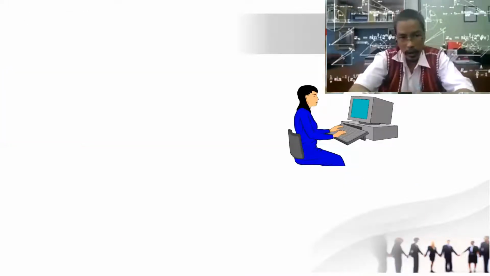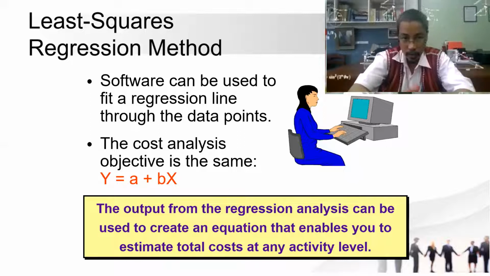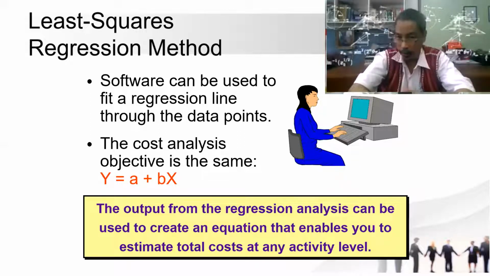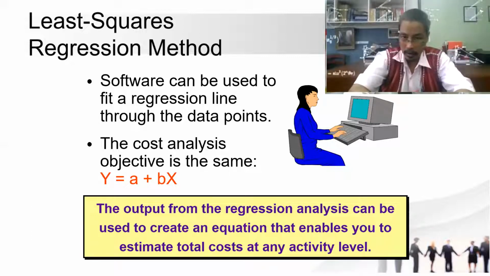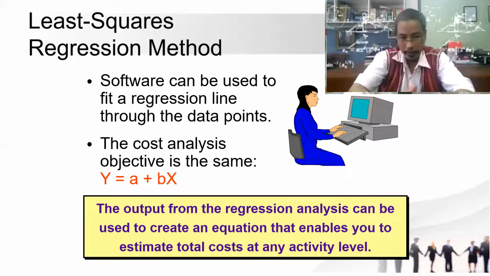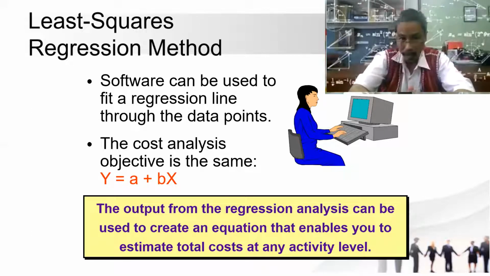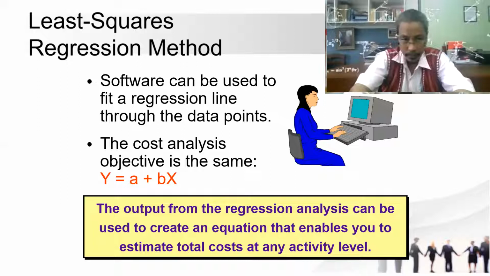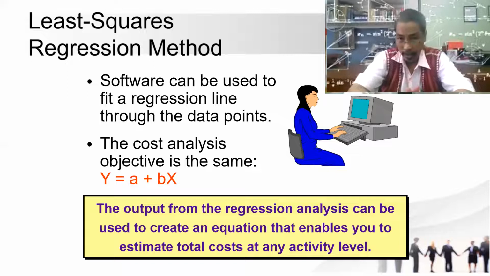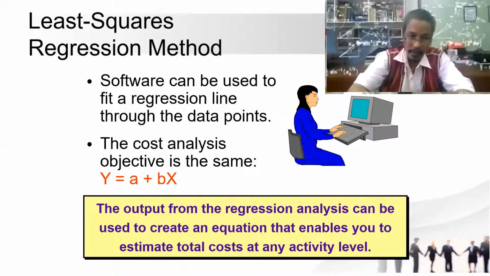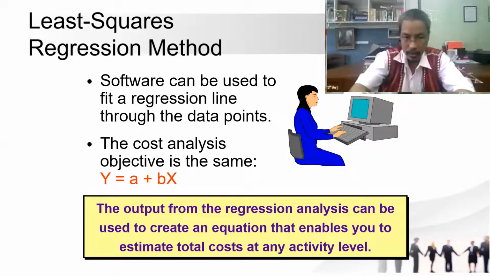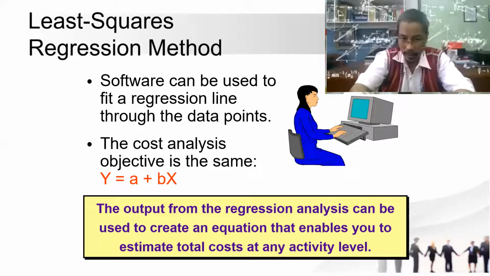Least squares regression method software can be used to fit a regression line through the data points because, as I have said, this is more rigorous in terms of mathematics. It is not hard but tedious. The cost analysis objective is the same: a straight line, where we are going to find out the values of A and B. The output from the regression analysis can be used to create an equation that enables you to estimate total cost at any activity level.